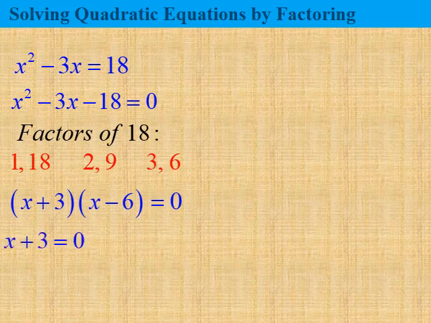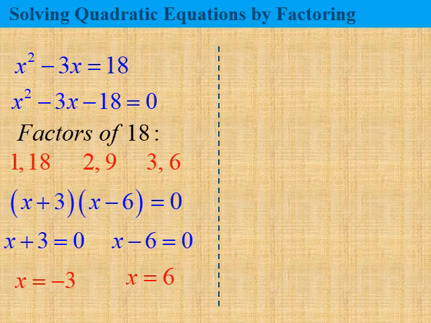Finally, I can say that x plus 3 equals 0, which makes x equal -3, or x minus 6 equals 0, which makes x equal 6. So the solution set equals {-3, 6}.